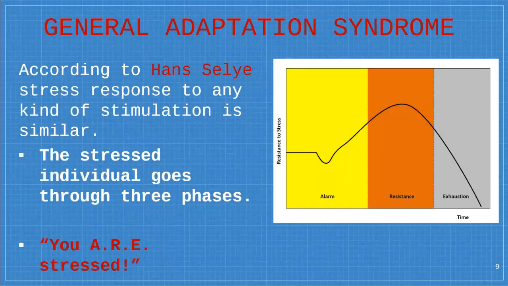The general adaptation syndrome was developed by Hans Selye, and he describes how we face stress in 3 steps. So my acronym for this is you are stressed and you are running out of gas. And GAS is general adaptation syndrome, and then the 3 stages are alarm, resistance, and exhaustion.